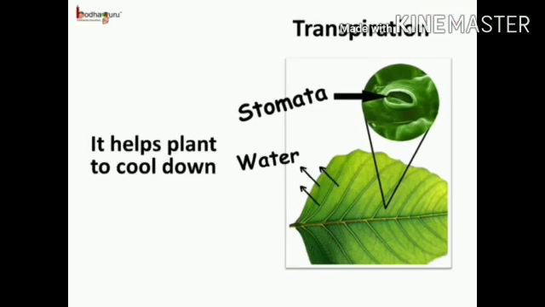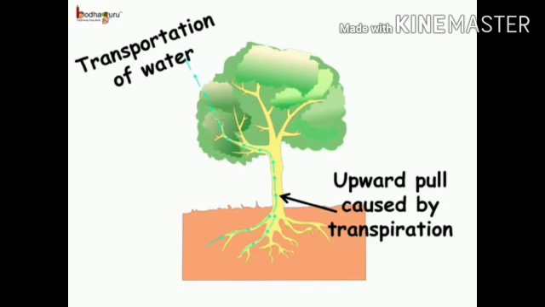The plants also release water vapor by the transpiration process through the stomata. Transpiration helps the plants to cool down. There is another advantage of transpiration. When the leaves lose water during transpiration, the roots absorb water to make up for it, and the minerals come into the plants along with the water. This upward pull for the transportation of water and the minerals along with it is caused by the transpiration process.